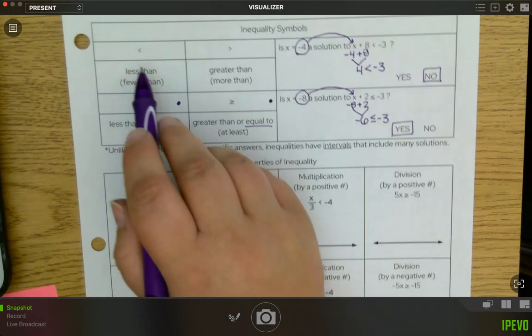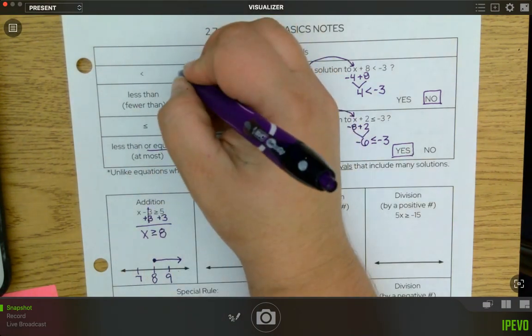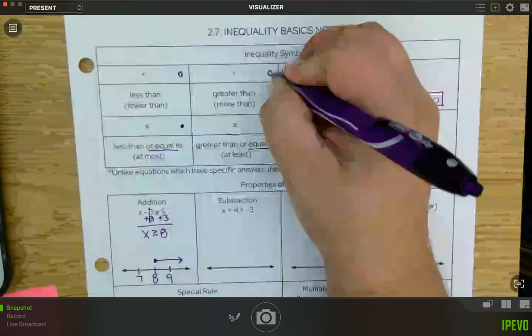If this did not have the little line underneath and it was just less than or greater than, we use an open circle.